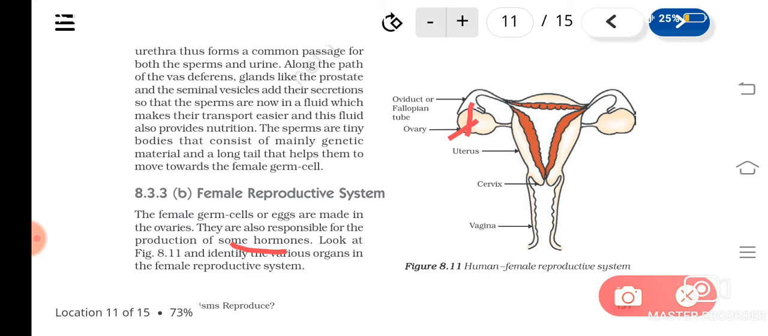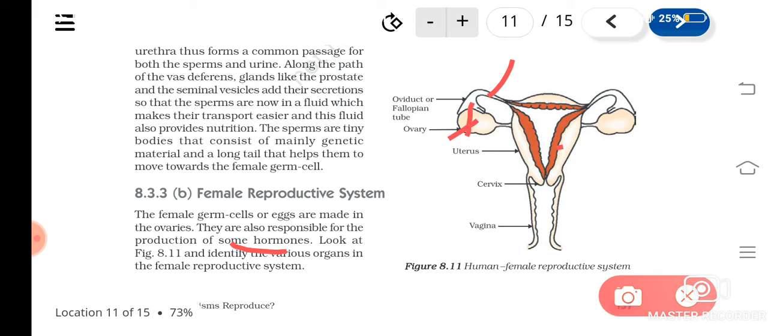What is fertilization? Fusion of male and female gamete. That occurs where only? In the fallopian tube. What is the function of the ovary? It helps in the production of egg or ovum, and it also produces various hormones.